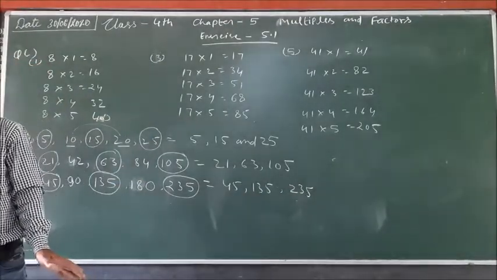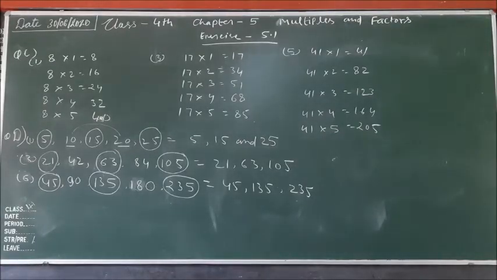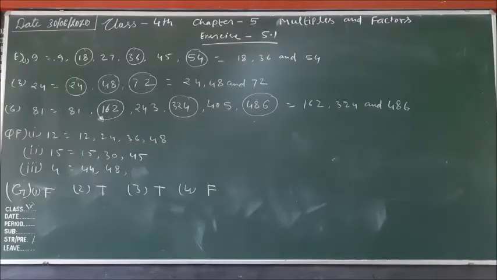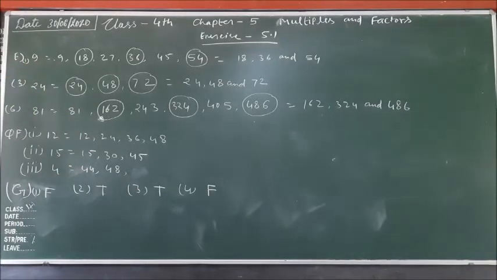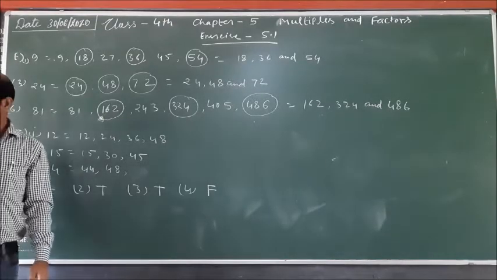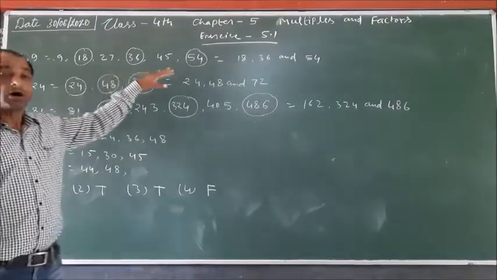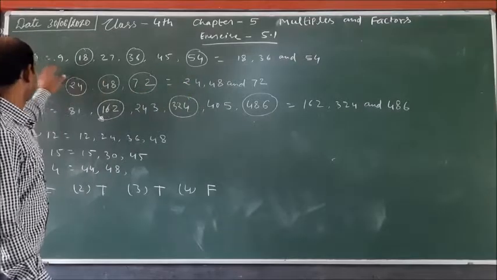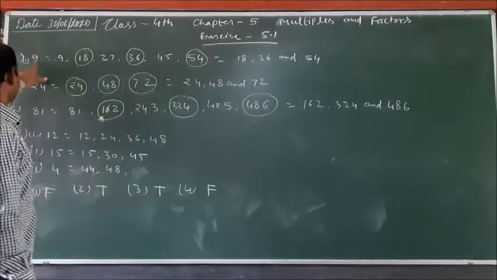Now the next question, question number E. Question number E: write the first 3 multiples of the following numbers that are even. In question number D, we wrote the odd multiples, and in question number E, we write the even multiples. So the first number is 9.